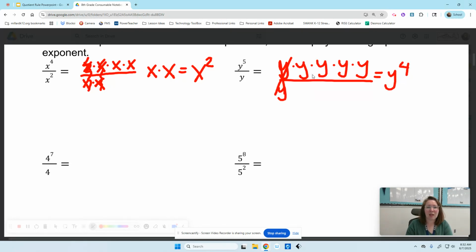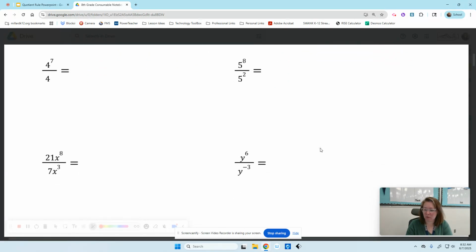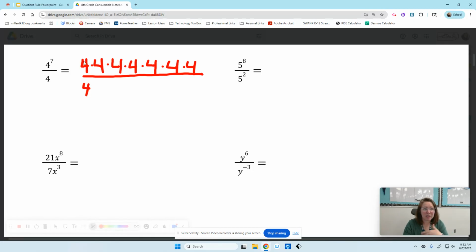Okay? Feel free to pause the video at any point. I'm just whipping through this, but you can slow it down. Write down as you need it. 4 to the 7. That means, because look, the 4 has an exponent, there's 7 of these. 1, 2, 3, 4, 5, 6, 7. And then there's just a plain old 4 on the bottom. And we're lucky because 4 and 4 are the same thing. We can cross that off. And now we have 4 to the 6.